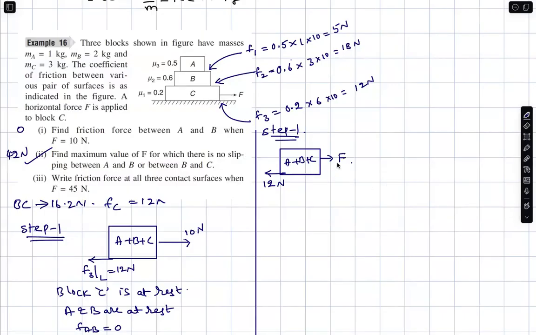Okay, fine. What do you want? Find the maximum value of F for which there is no slipping between A and B. First of all, when will slipping start? What makes slipping to happen?